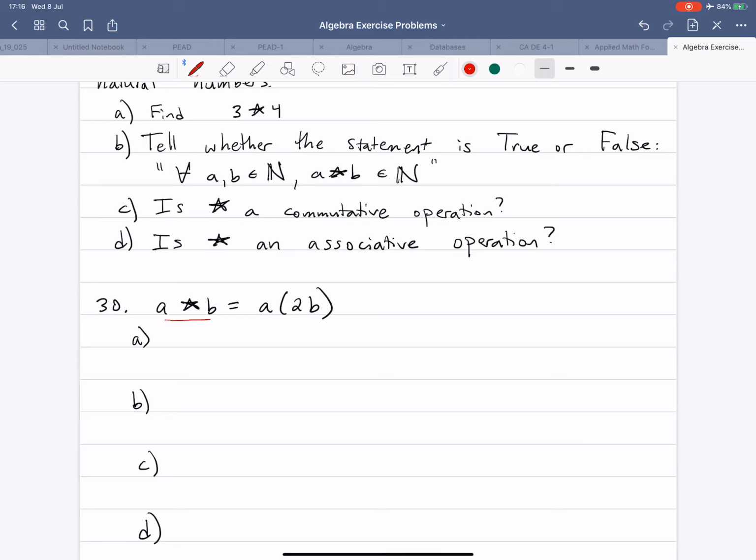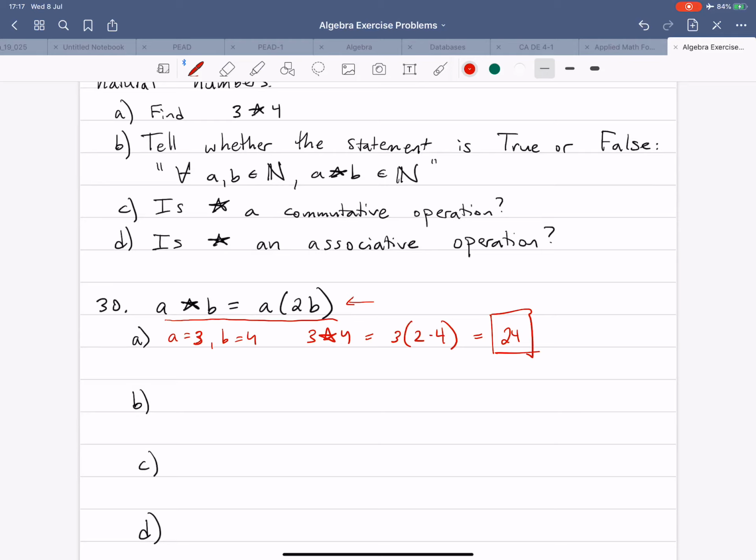for this operation here, where A star B is A times 2B. So what that means is we're just going to plug in A equals 3 and B equals 4. That's going to give me 3 star 4 equals, and I'm going to plug it in over here. That's going to be 3 times 2 times 4, which is just going to be 24. Okay, I'm going to box that answer.